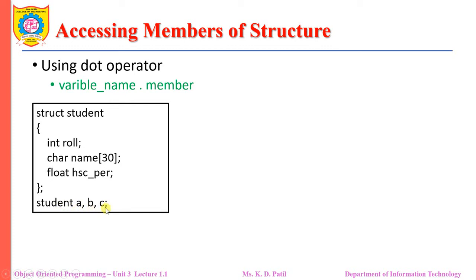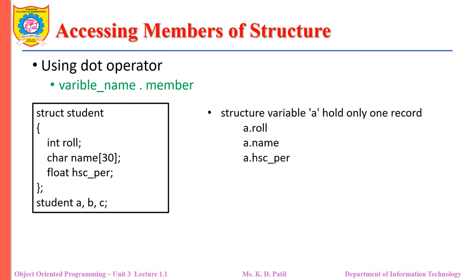So if I want to access the members of variable A, that is role, name and HSC percentage, which is the record A, then I will write the statements A dot role, A dot name, A dot HSC percentage. In the same way, if I want to access the role, name and HSC percentage for the record B, then I can access them like B dot role, B dot name and B dot HSC percentage. In the same way for C.